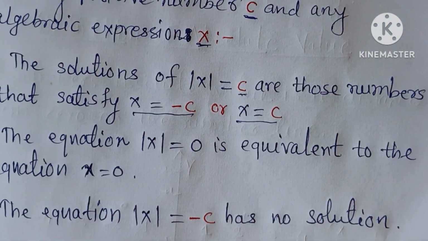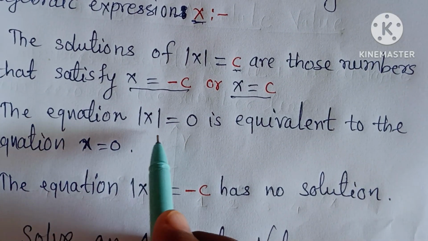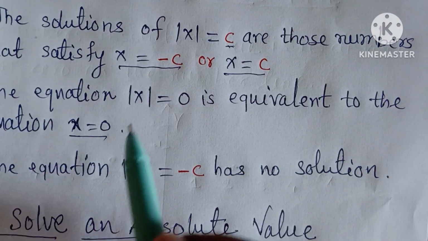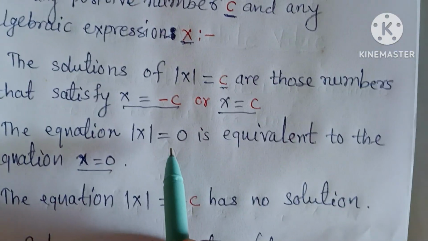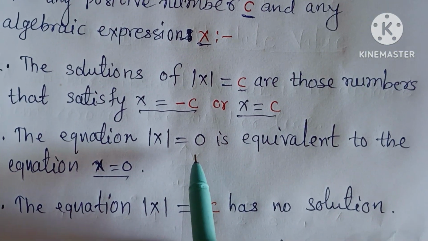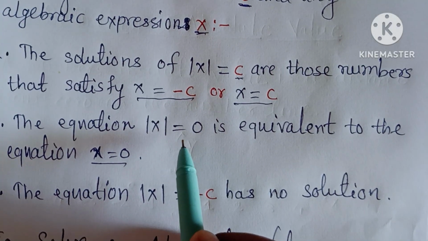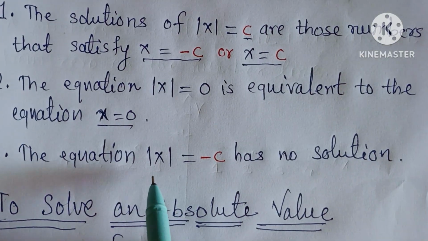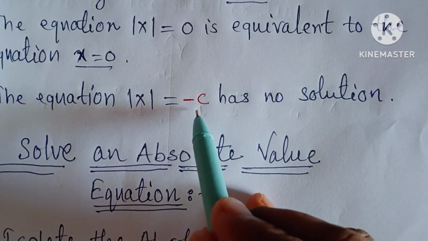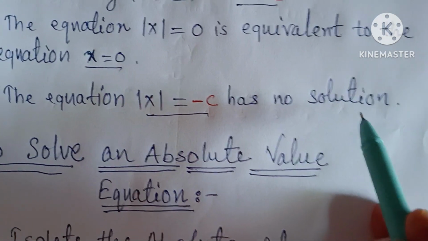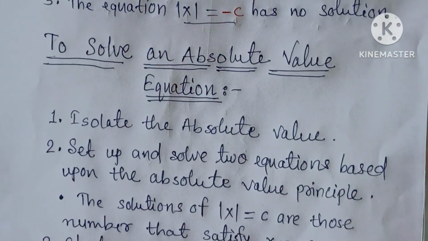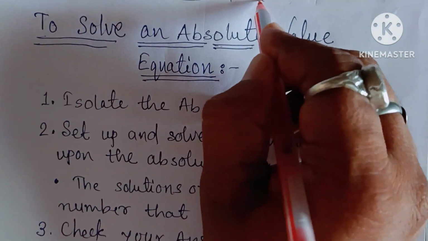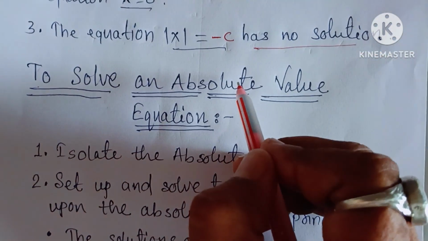The equation absolute value of x is equal to 0 is equivalent to the equation x equal to 0. The absolute value of 0 is 0, so plus 0 and -0 is equal to 0. The equation absolute value of x is equal to -c has no solution, because distance is never negative.